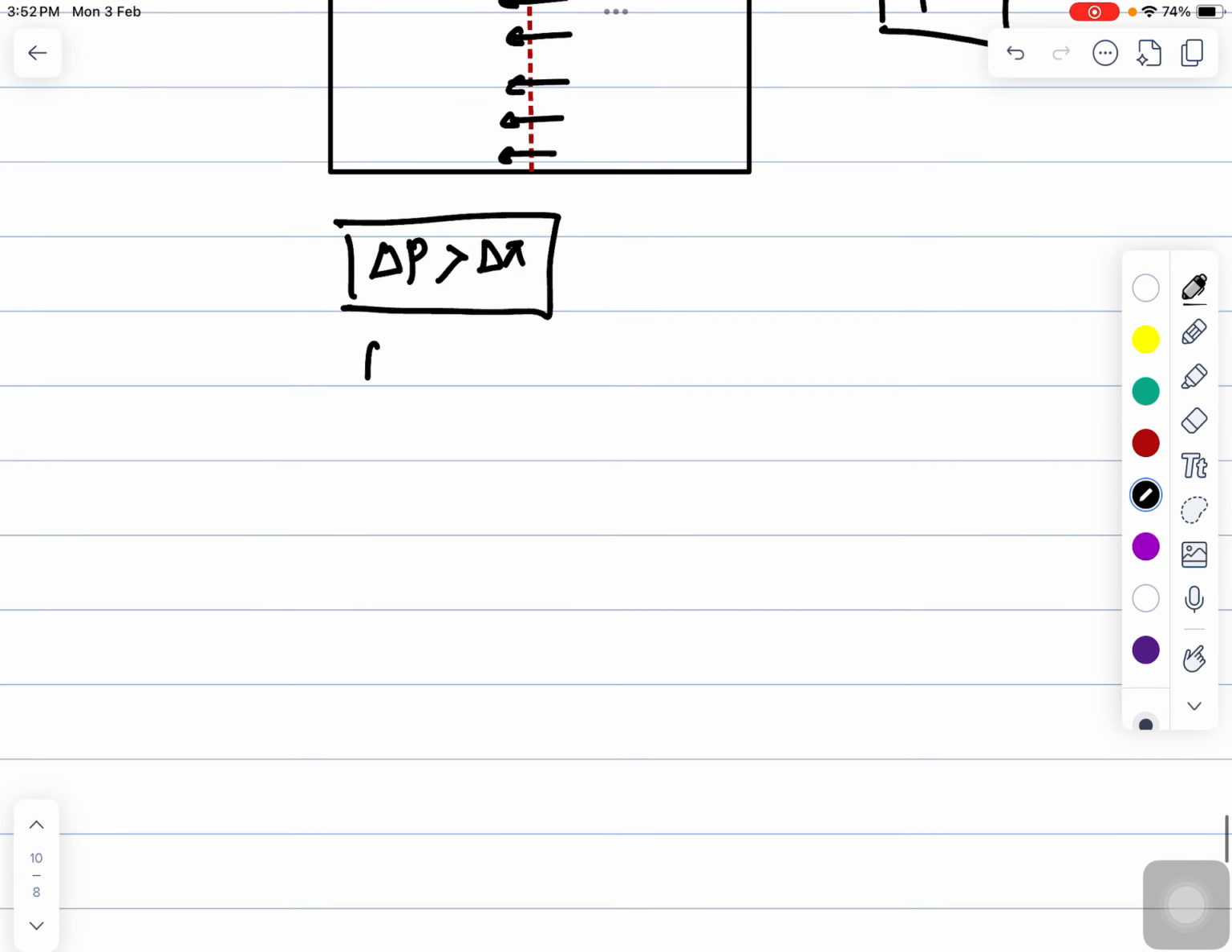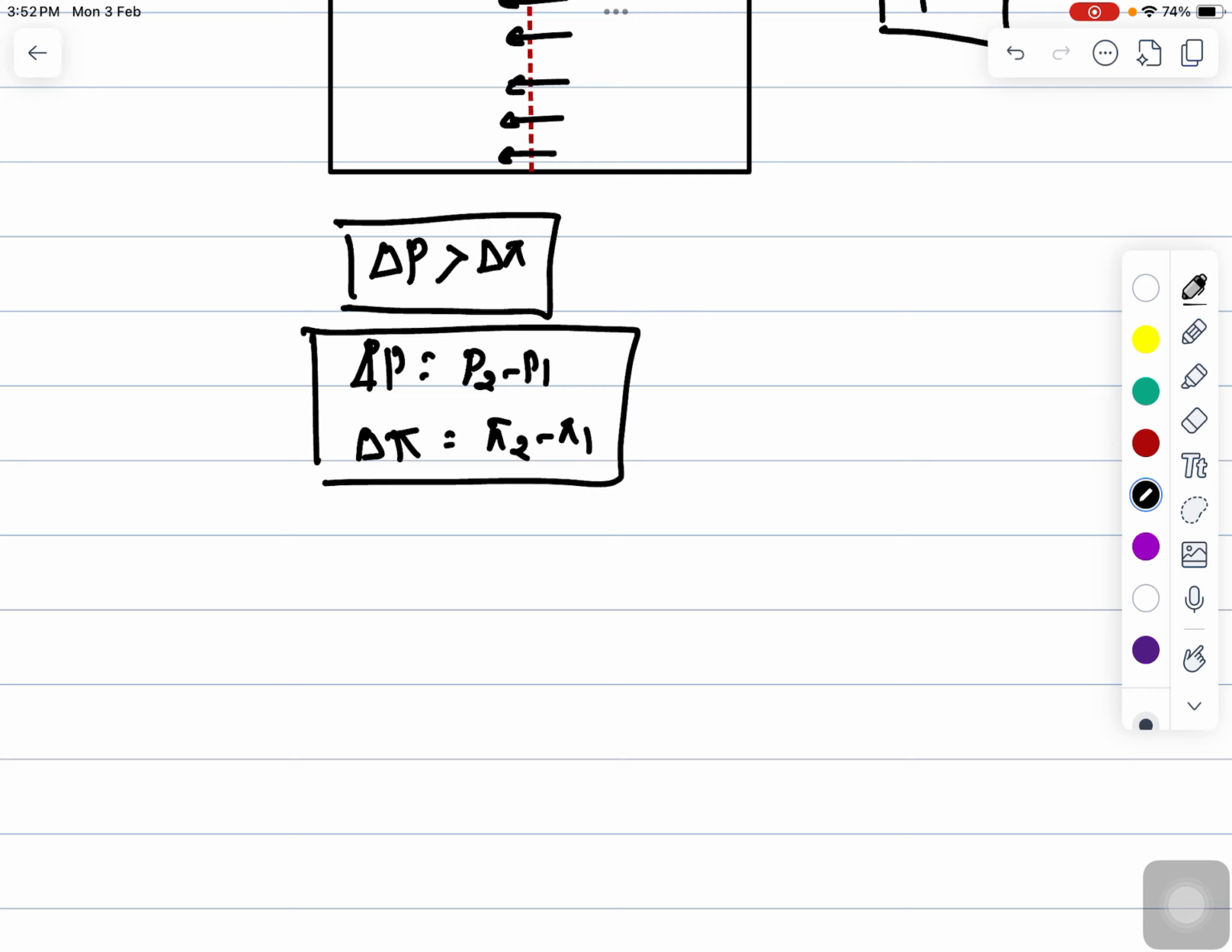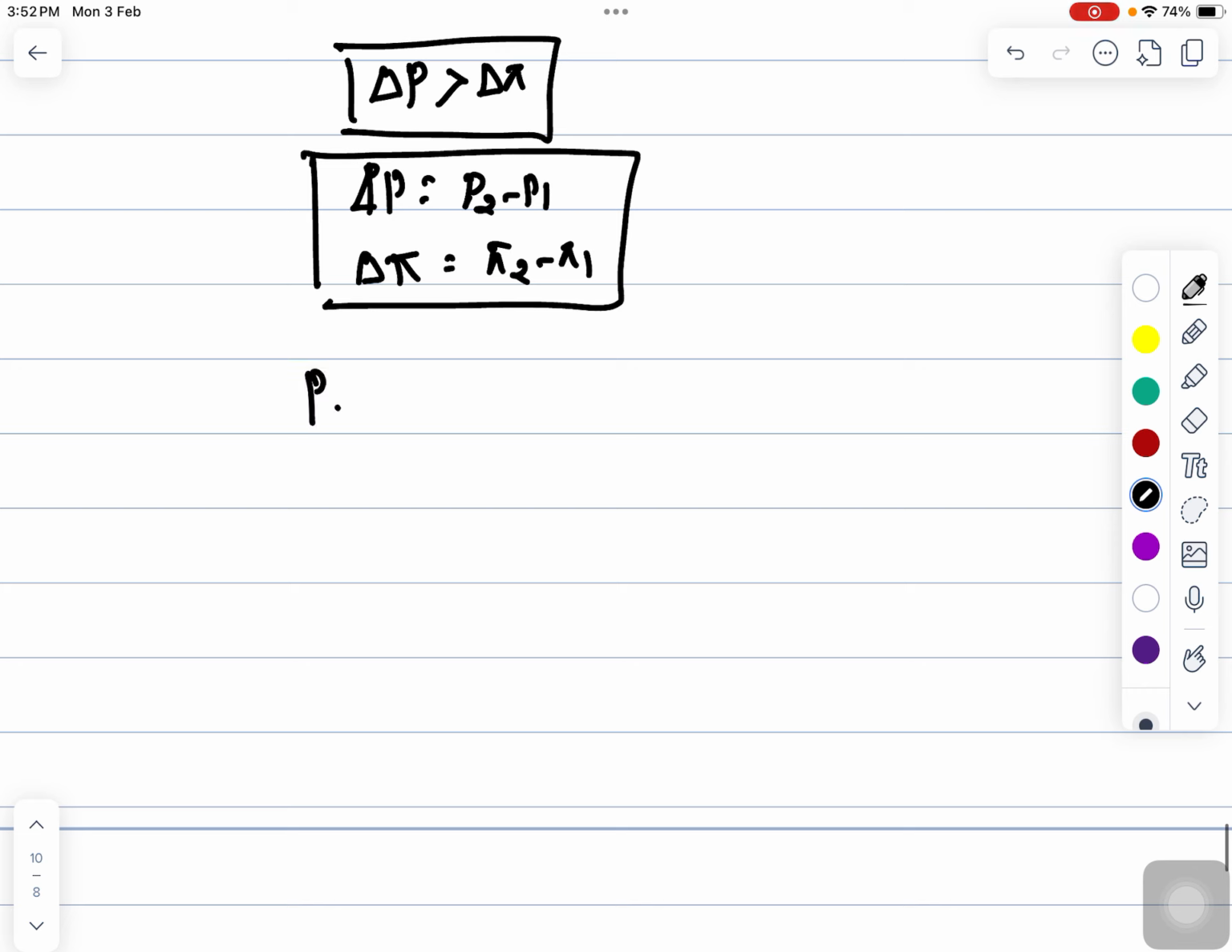Is that clear? And what is delta P? Delta P is your P1 minus P2, or you can say delta P is equal to P2 minus P1, and delta pi will be equal to obviously pi 2 minus pi 1. So reverse osmosis will happen when P2 minus P1 is greater than pi 2 minus pi 1.